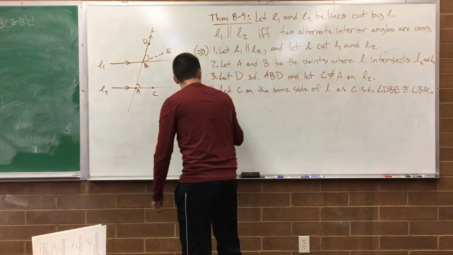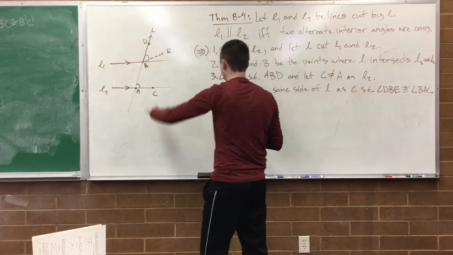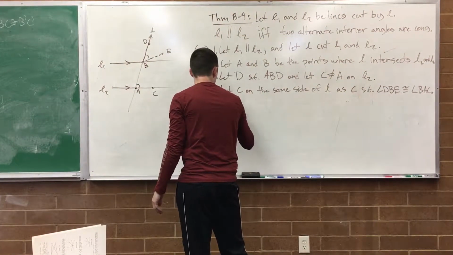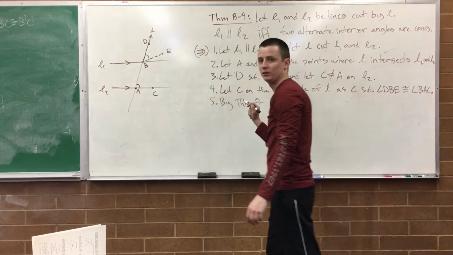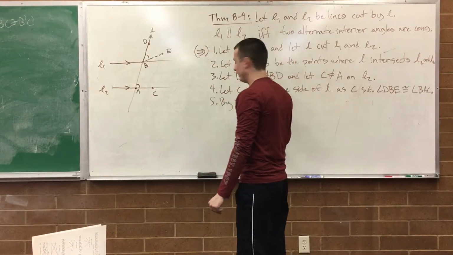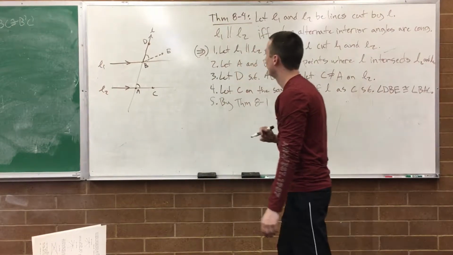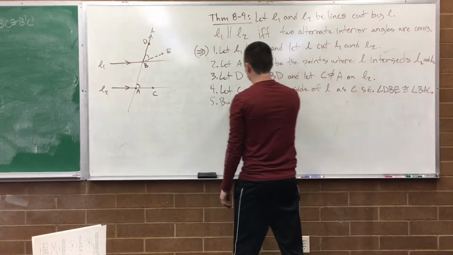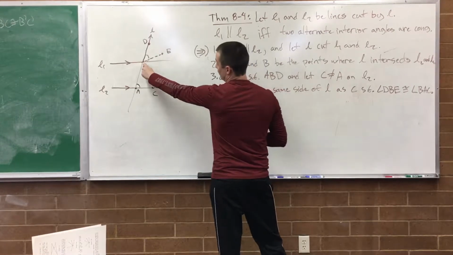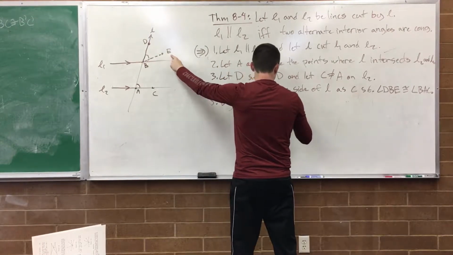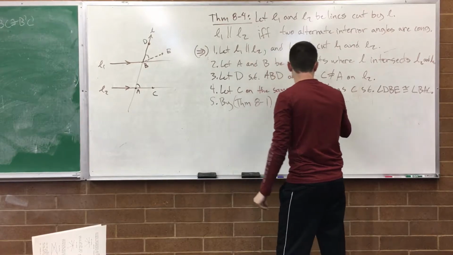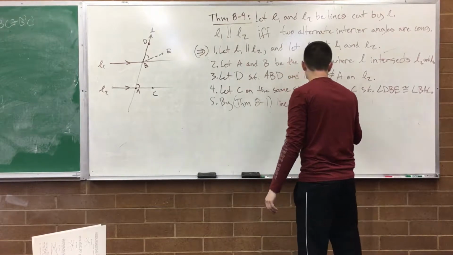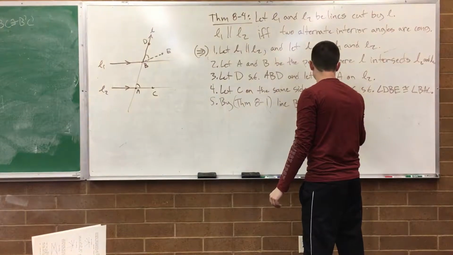And then I'm just going to say by, what was the theorem where we did that? I think it was the first one we did, or was it the second one? All right, the first. 8.1 or 8.2, one of them. Call it 8.1. By theorem 8.1, line BE is parallel to L2.